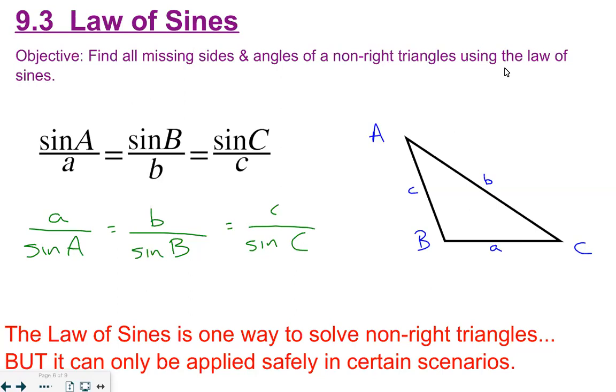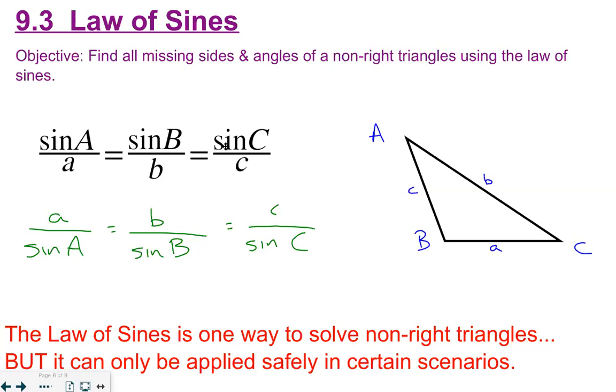If you have a right triangle, you should work with the basic sine, cosine, and tangent ratios. You really only want to use the law of sines when you have a non-right triangle, and you can only use it in certain scenarios. So just as a reminder, generic triangle ABC, and then the opposite side lengths are little a, opposite angle A, little b, opposite angle B, little c, opposite angle C.